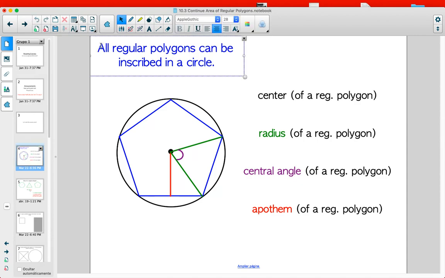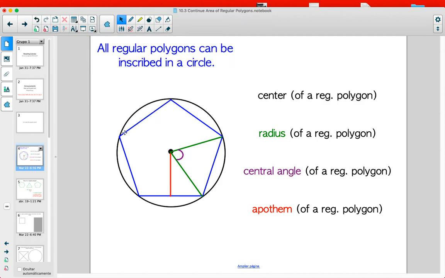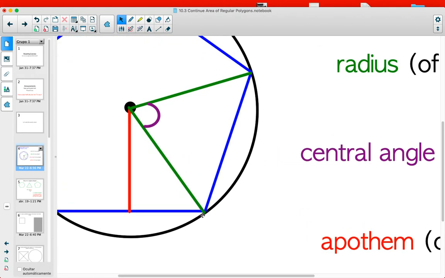Remember, the main idea is that all regular polygons can be inscribed in a circle. So this pentagon in blue is inside of a circle. And in black, we have the center of the circle and also the center of the pentagon. In green, we have the radii of the circle, but it also happens to be the radii of the pentagon as well. Because notice how the pentagon touches the circle at this specific point, which makes it the radii of both the circle and the blue pentagon.